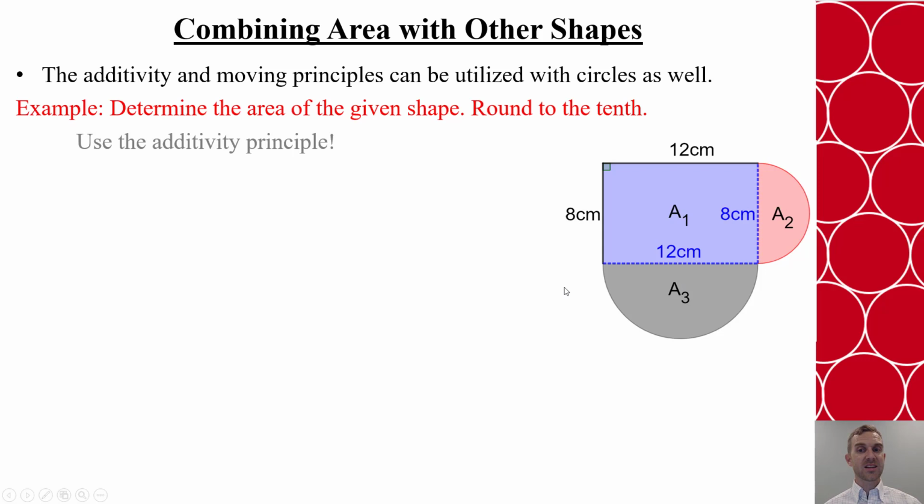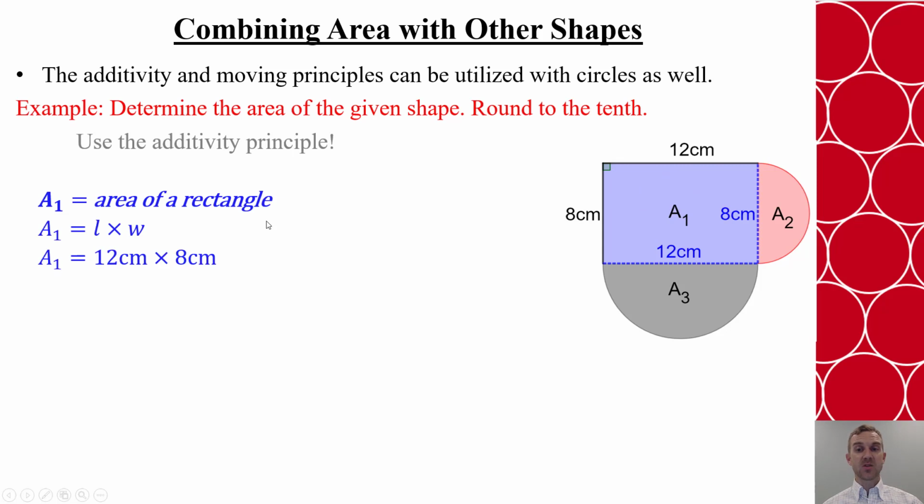Let's find them one at a time. So I know that the area of the rectangle is length times width. So that would be 12 centimeters times 8 centimeters, which is 96 square centimeters. So there's one area down. Now let's find the area of the semicircle.